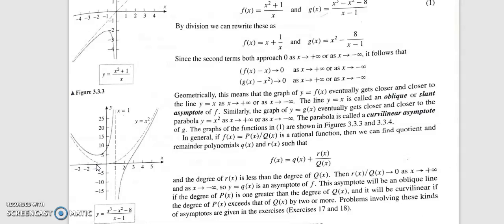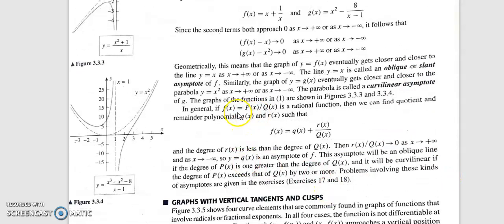So when your rational function is of this form, f of x equal to q of x plus r of x by q of x, then this gives a possibility of either oblique or slant asymptotes or a curvilinear asymptote. We can conclude it in this form. In general, if f of x equal to p of x by q of x is a rational function, then f can be put in the form q plus r by q, and the degree of r of x is less than the degree of q of x.